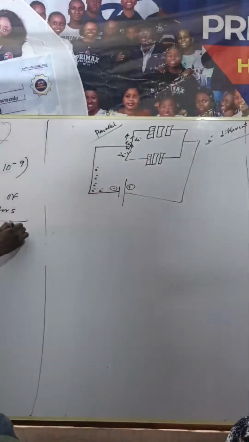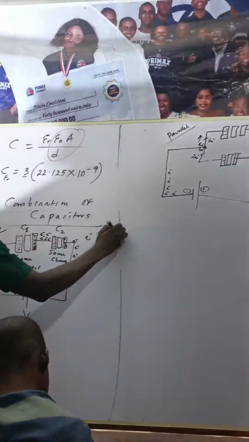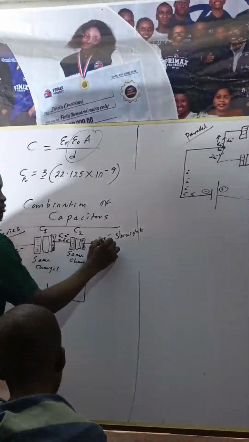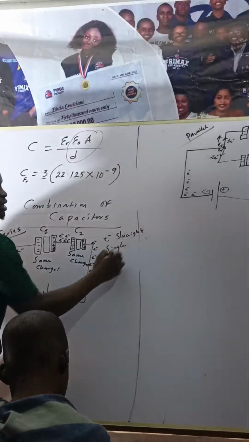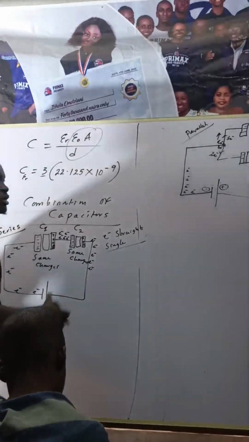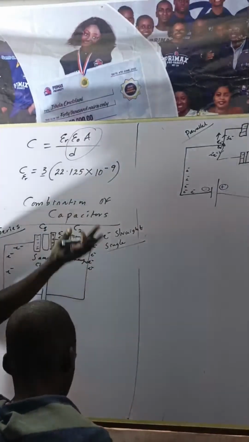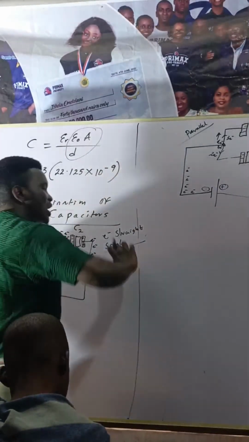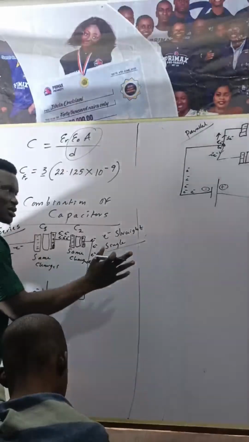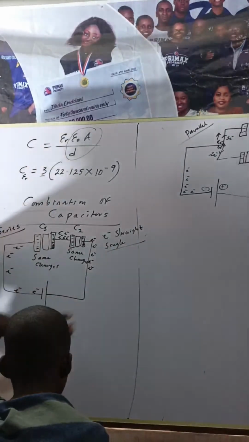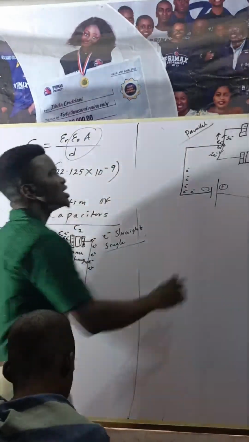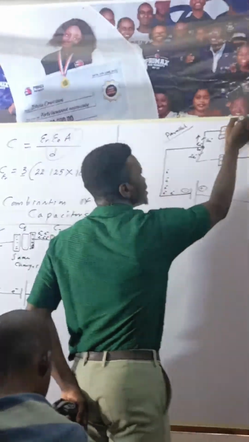When the electron takes a straight or single path, I'm only using electron, I could have been saying charges, but it's still the same thing. So when the electron takes a straight single path, then we call that a series connection. So that's the difference. In this case now, let's say this is my C1.